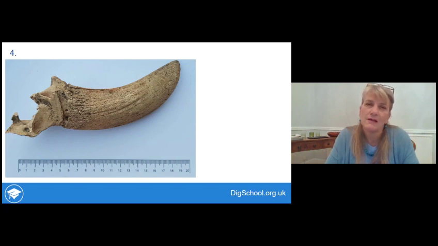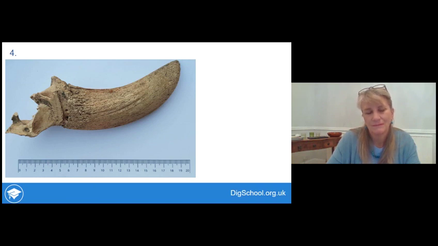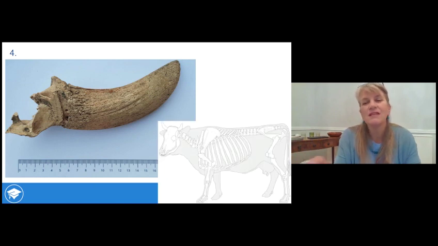So here's the next example. I wonder if you can work out what this one is. And again, have a look at the size. Okay, I wonder if you managed to work out what that is. I'll just show you the picture of the animal it comes from. So this is from a cow. Okay, so can you now work out where you think on the animal that bone came from?